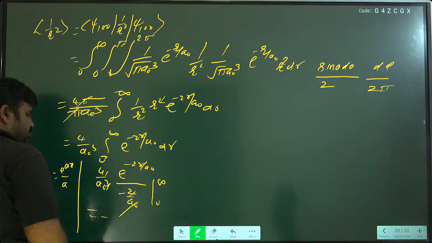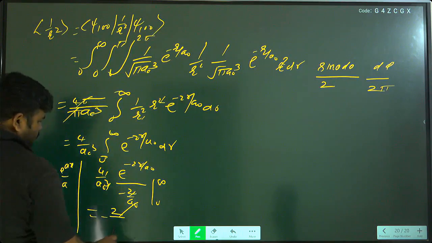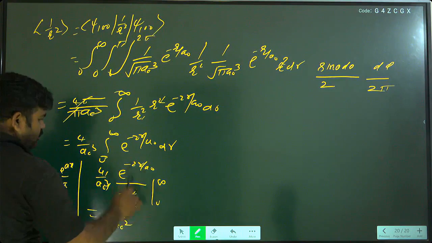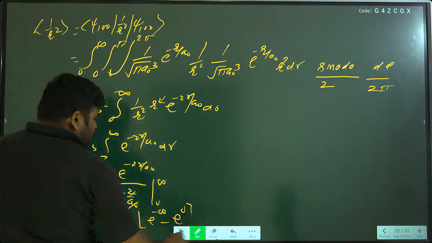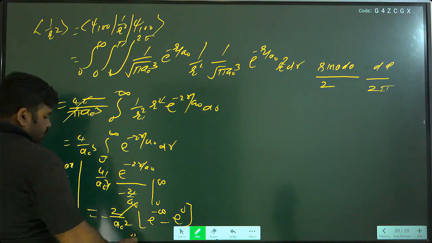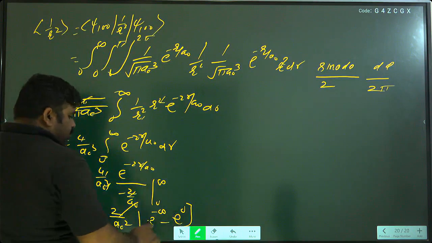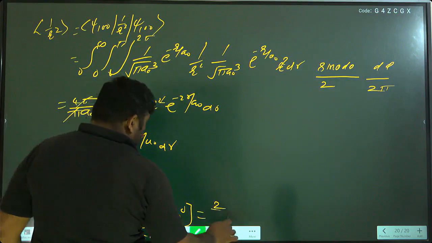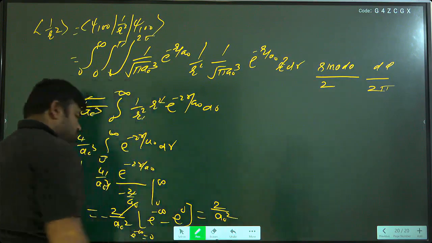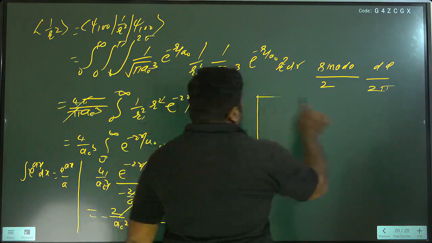Means this is equal to how much? Minus, say, minus 2 upon a naught square. Substitute the higher limit, e to the power minus infinity, minus lower limit e to the power 0. E to the power minus infinity, how much is it? It is 0. E to the power 0 is 1, so 0 minus 1 is minus 1, minus into minus gives plus. This is equal to 2 upon a naught square. Okay, first formula.